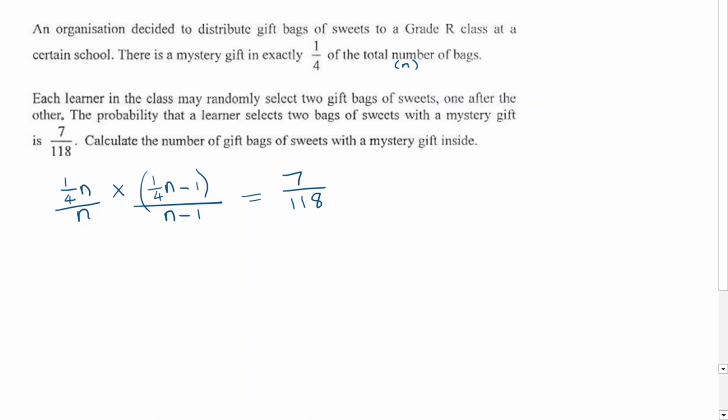And so just be aware that, especially if you're a kid, you're not going to replace your gift bag of sweets. And so the probability for the second pick, for the second bag, will be less by 1. The probability that a learner selects 2 bags of sweets with a mystery gift is 7 over 118. Calculate the number of gift bags of sweets with a mystery gift inside.